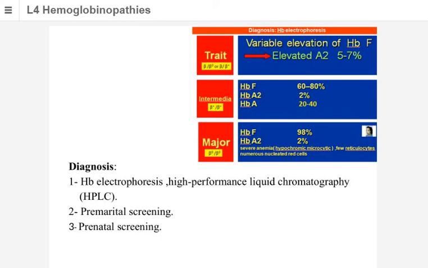Diagnosis of thalassemia in general can be done for the patient himself by doing HPLC, or by premarital screening, or prenatal screening during the pregnancy. We can take a sample from the chorionic villi or the amniotic fluid to diagnose whether the fetus is affected or not. But in our locality, we have no fatwa for termination of the pregnancy.